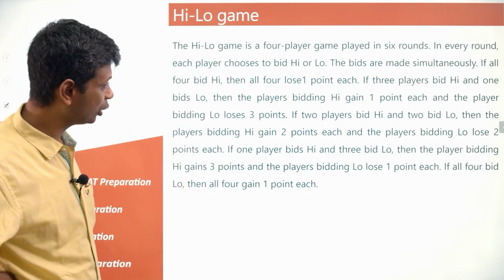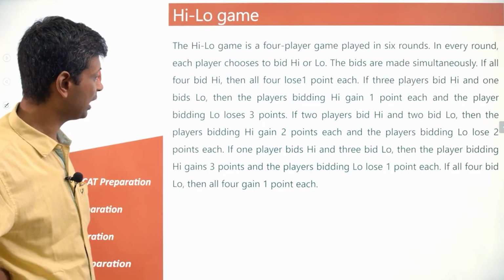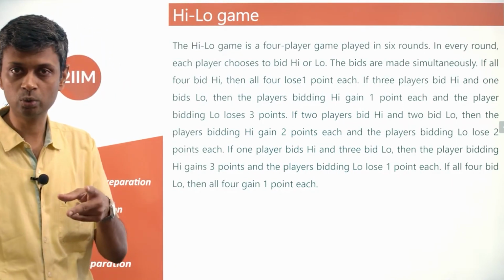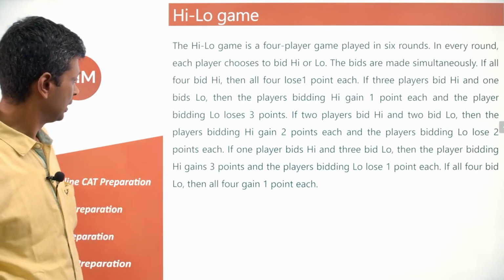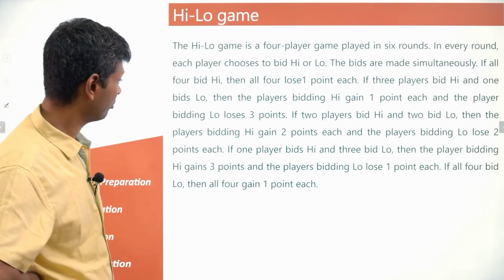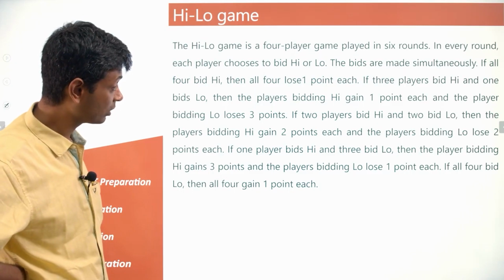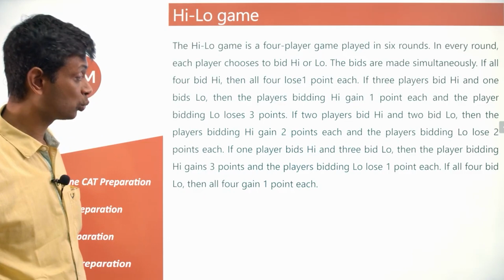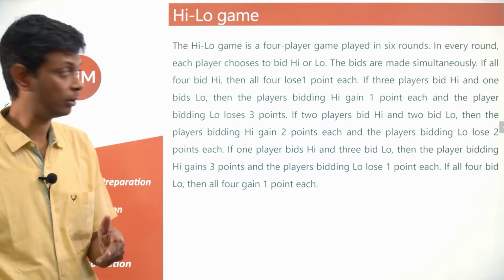If 2 players bid high and 2 bid low, then the players bidding high gain 2 points each, and the players bidding low lose 2 points each. 2, 2, minus 2, minus 2. Then after this, we should go to 1 player bids high and 3 bid low. Then the player bidding high gets 3 points. The players bidding low lose 1 point each. 3, minus 1, minus 1, minus 1.